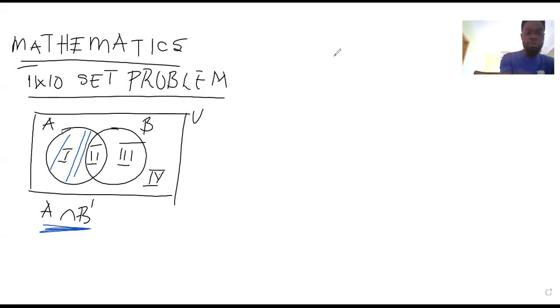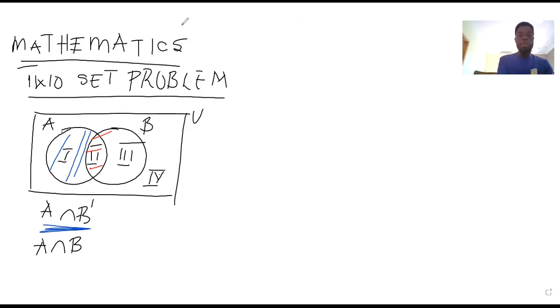Now, my region 2 is representing the number of elements in both A and B. So that is A intersection B. That's the number of elements in both A and B. That's A intersection B. That's my region 2.